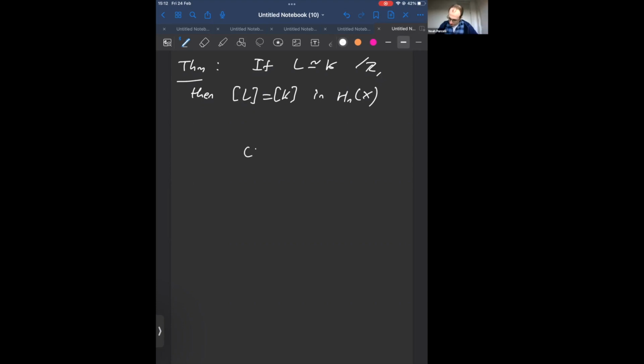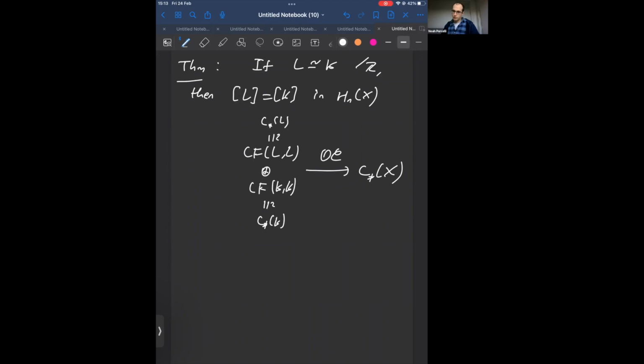So I have a map from CF(L,L) plus CF(K,K), which is C star of L plus chains on K. And the open-closed map maps this to chains on X. Often you write it as cochains on X, but because these are compact, you actually factor through chains, which is what you wanted. And I send the unit in here to the fundamental class of K. Maybe there's a sign here, probably minus. And I send the unit in here to this here.